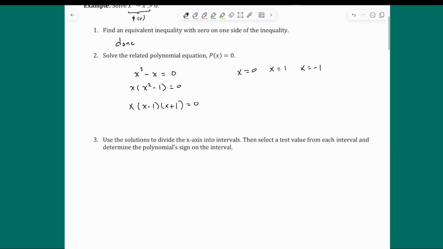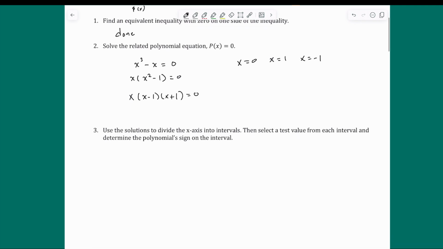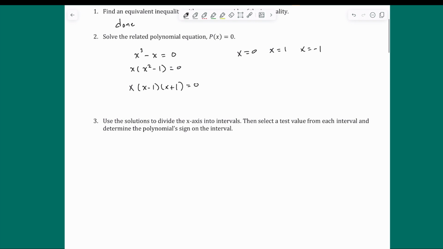Alright, step 3. Use the solutions to divide the x-axis into intervals, then select a test value from each interval and determine the polynomial sign on the interval. Okay, so I like to do a little number line chart, and I like to specify my zeros on there. So here we'll have negative 1, 0, and positive 1.